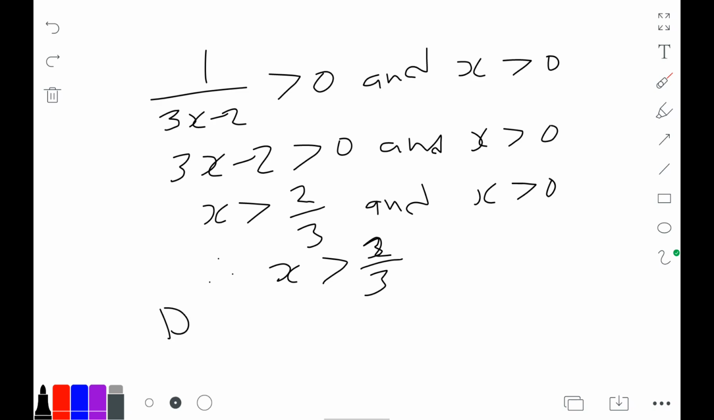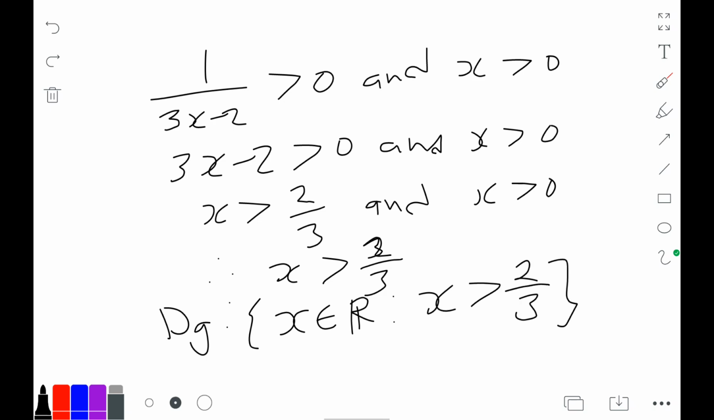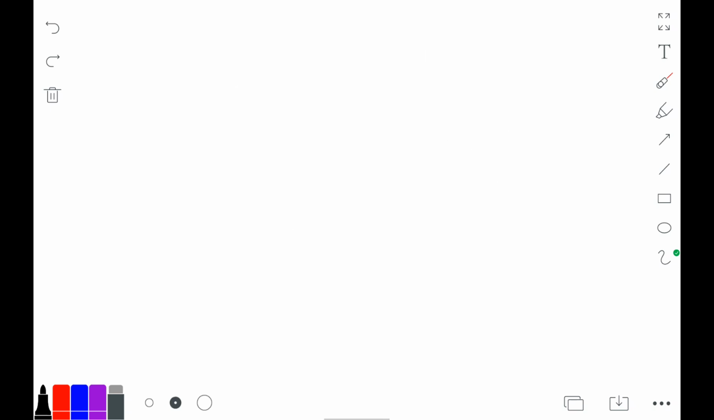Then for your domain of g, you can write it as x, an element of the real numbers, such that x is greater than 2 over 3. So you have written the domain of g. Now when we move on, you have to solve the inequalities.